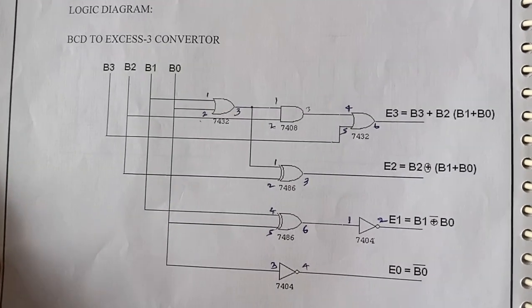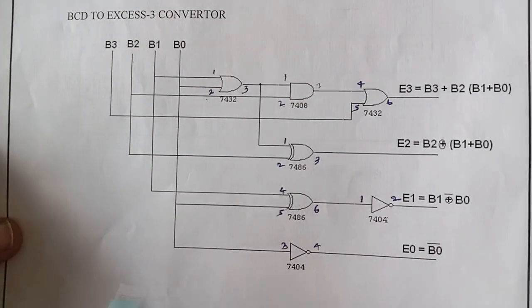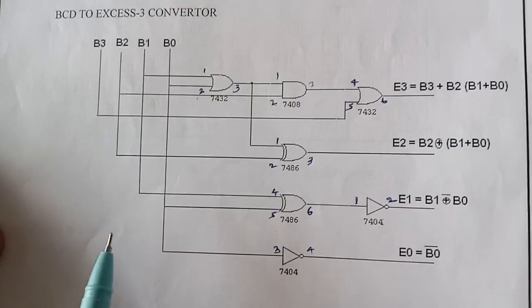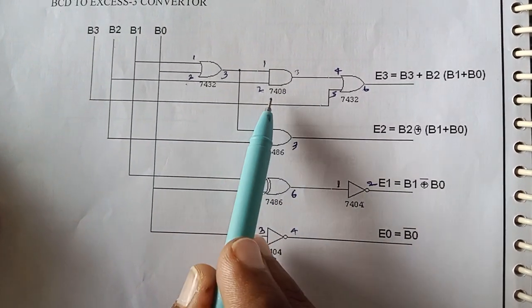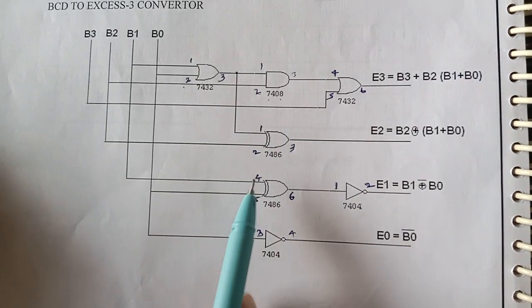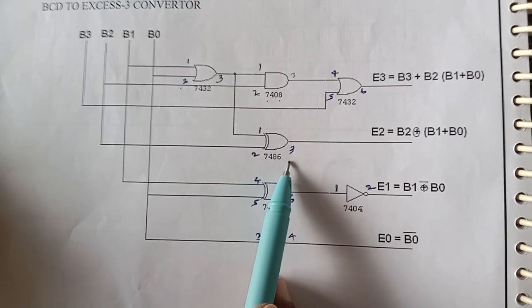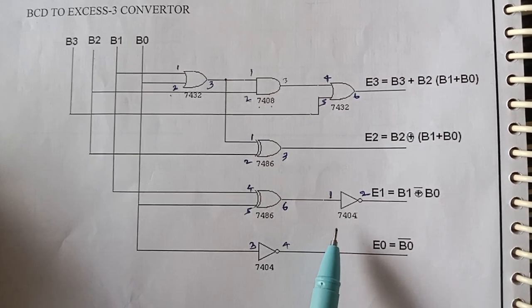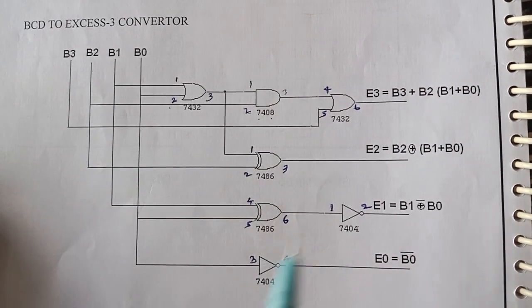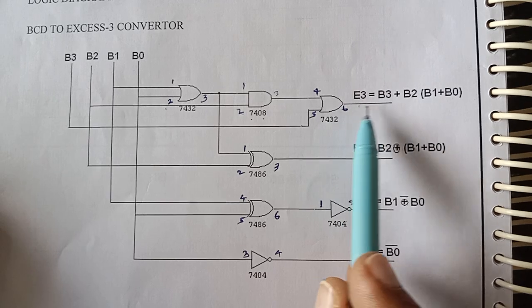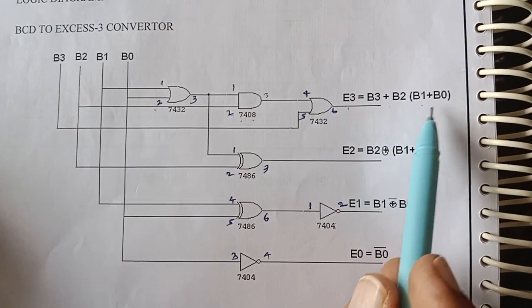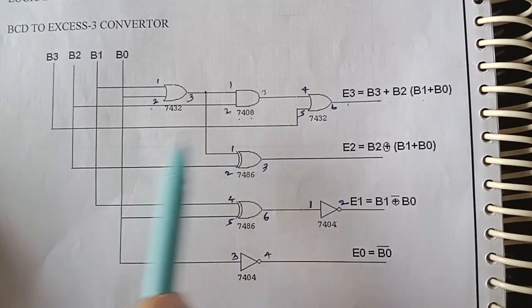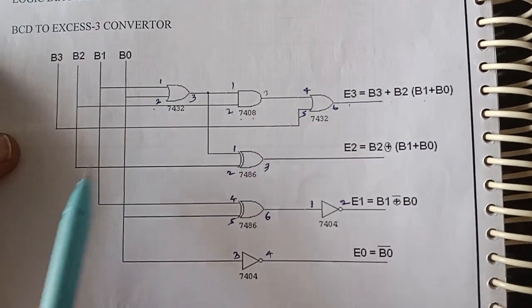So this is the logic diagram. For addition operations I am using the OR gate 7432, for multiplication operations 7408, and the XOR gate 7486. For inversion operations, 7404 is used. Based on our expression, E3 is equal to B3 plus B2 into (B1 plus B0), so based on this expression I am going to connect this logic diagram.